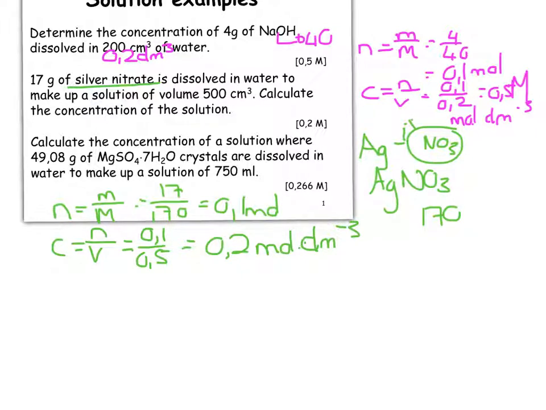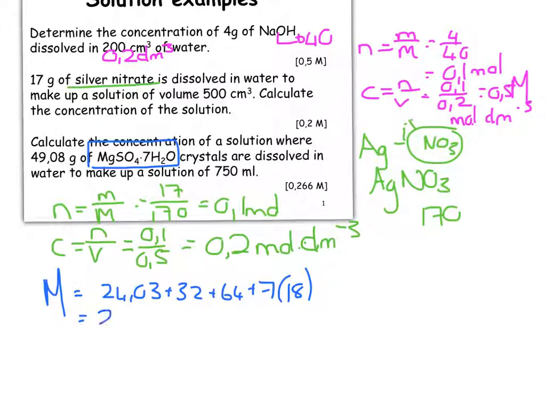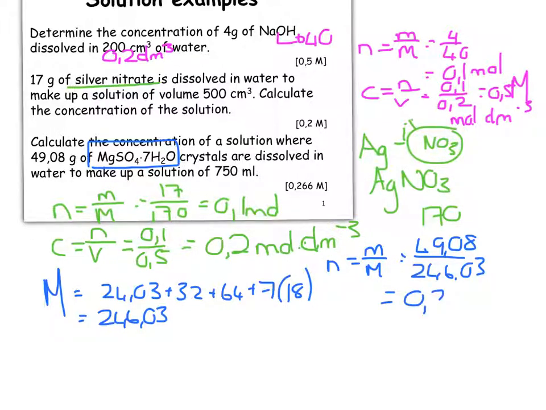And finally, on this page, calculate the concentration of the solution where 49.08 grams of magnesium sulfate with waters of hydration. Remember, you add those waters of hydration. So when I'm looking for the molar mass of that whole thing, it is equal to 24.03 plus 32 plus 64 plus 7 times 16 plus 1, which is 18, which is the water, and I land up with 246.03. So number of moles is equal to mass over molar mass. They give me 49.08 divided by 246.03. I land up with 0.2 moles.